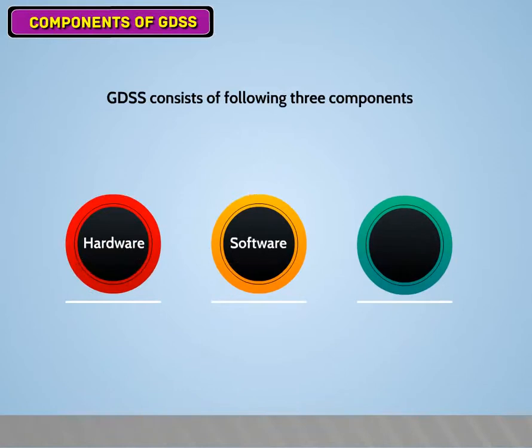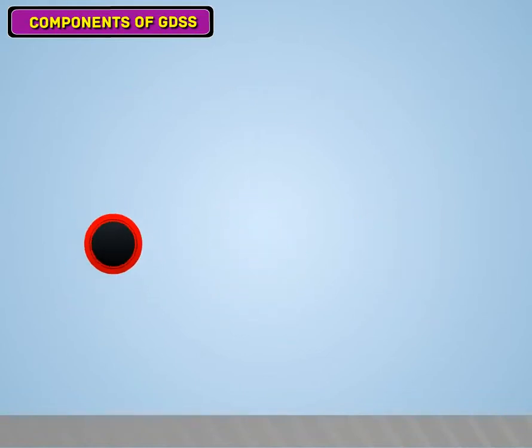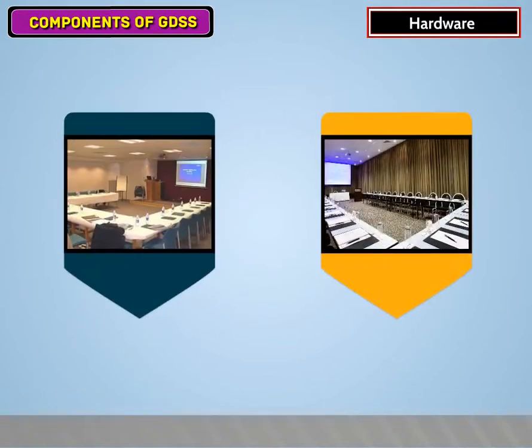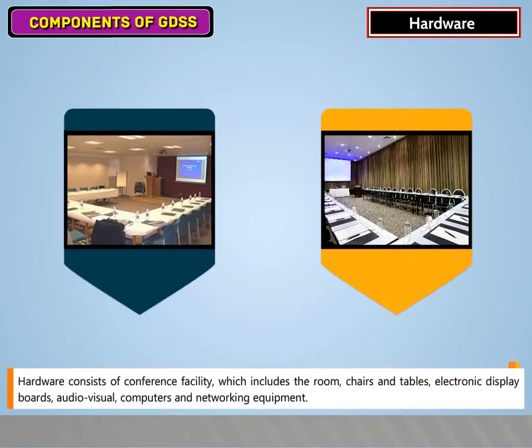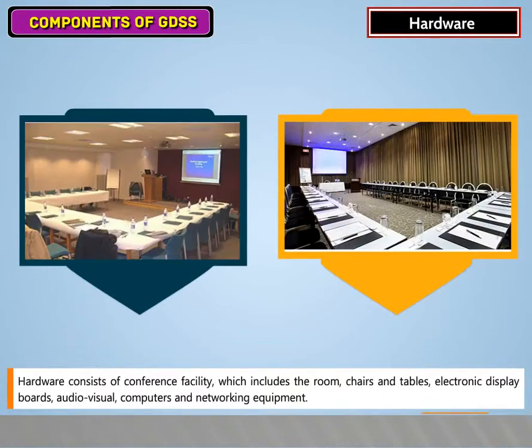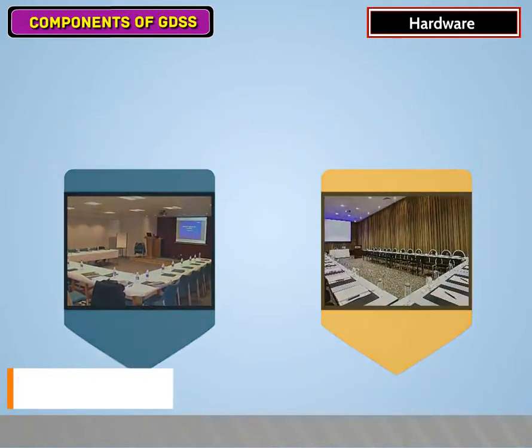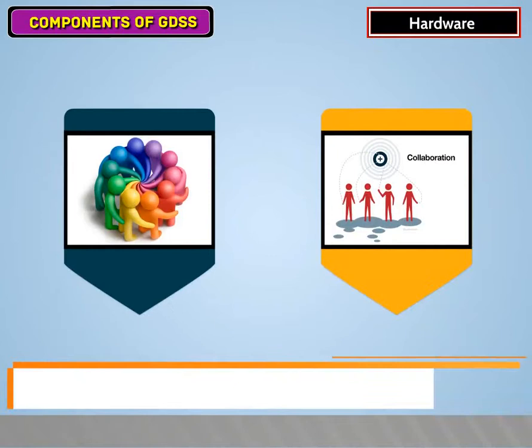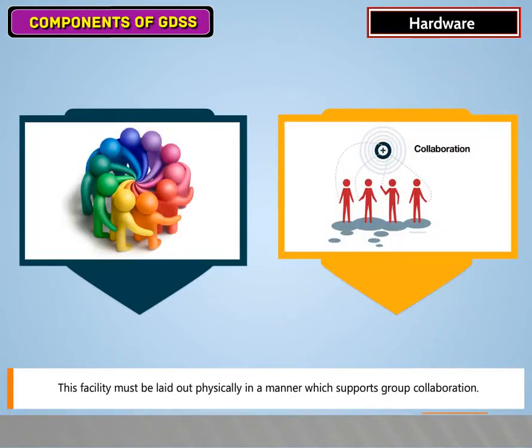Hardware, software, people. Hardware consists of conference facility, which includes the room, chairs and tables, electronic display boards, audio-visual computers, and networking equipment. This facility must be laid out physically in a manner which supports group collaboration.